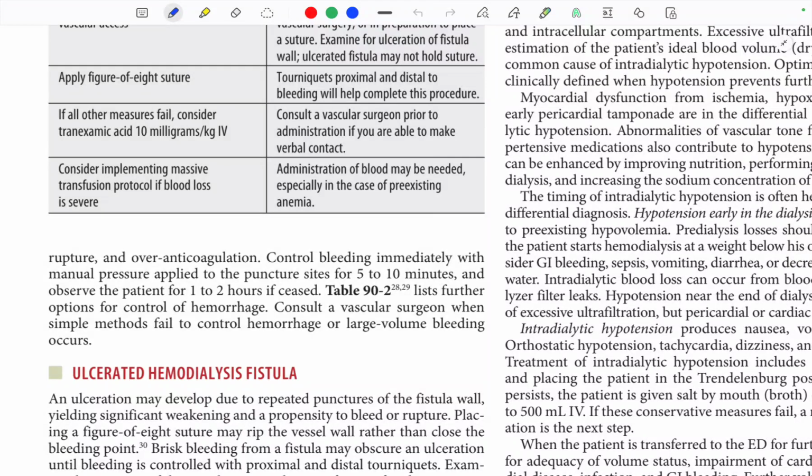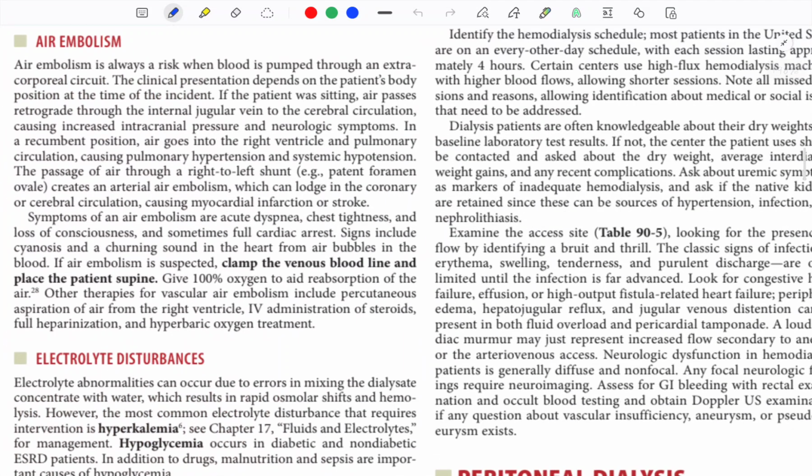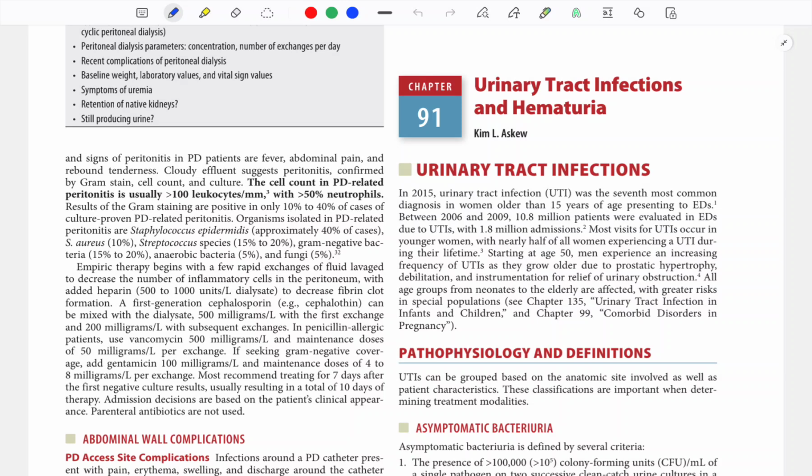Study about urinary tract infections and hematuria. So UTI is very common, especially in women older than 15 years of age. And greater risk is in pregnant people and elderly people.